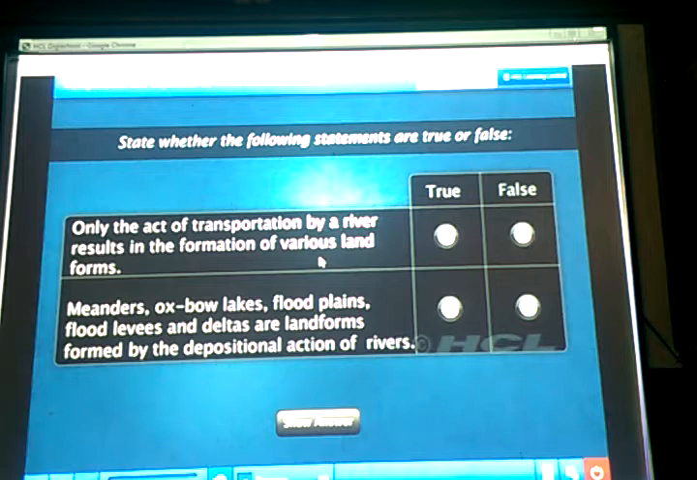Such a zigzag path is called a meandering path, and each loop is known as a meander. Another important landform is the Oxbow Lake. Let's know how it is formed.